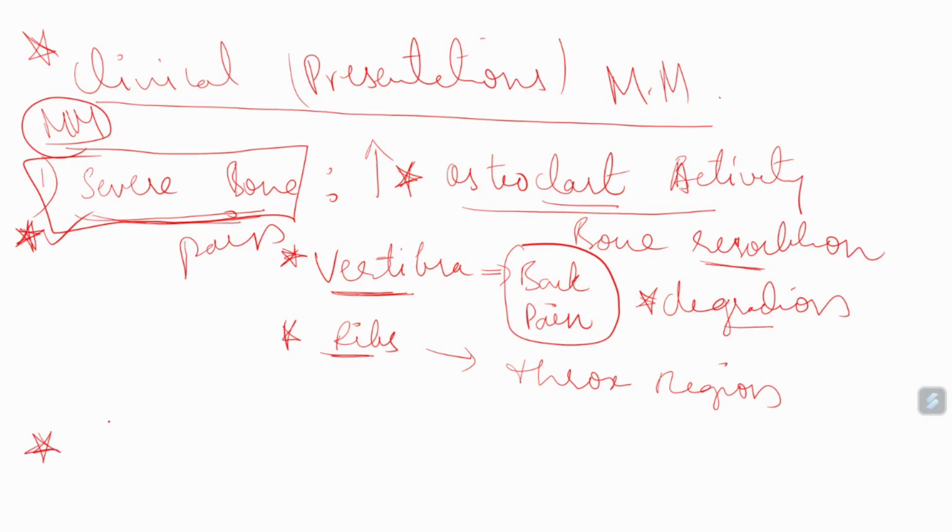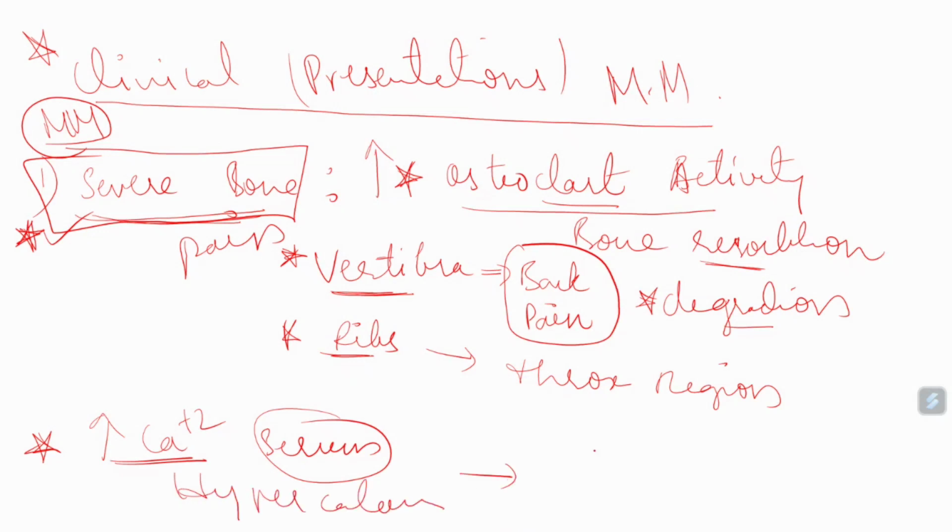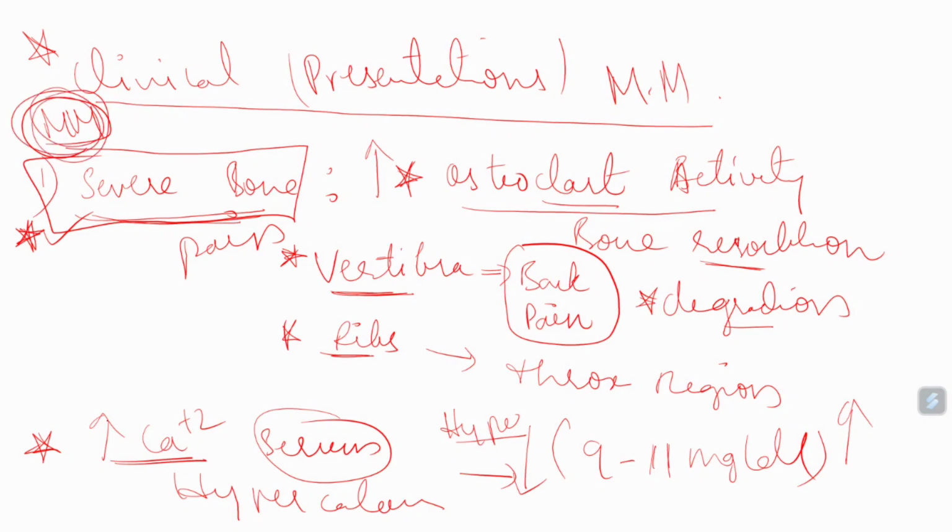Patient will have hypercalcemia. Elevated amount of calcium in the serum is called hypercalcemia. The normal calcium level is 9 to 11 mg per dl. The normal serum concentration of calcium is 9 to 11. If calcium level is less than 9 mg per dl, that is hypocalcemia. And if calcium level is greater than 11 mg per dl, that is hypercalcemia. So in multiple myeloma patient will have hypercalcemia.